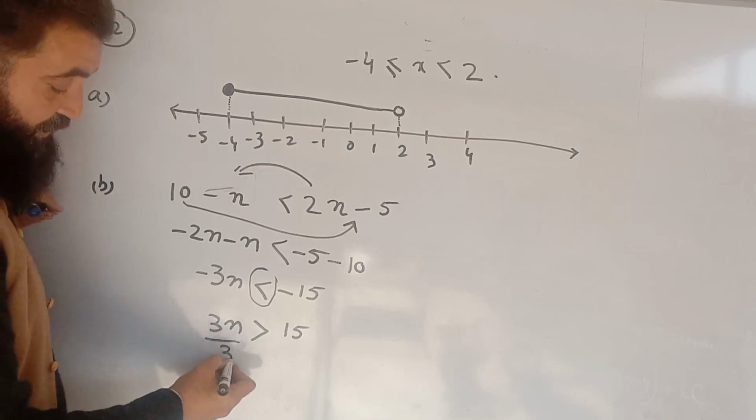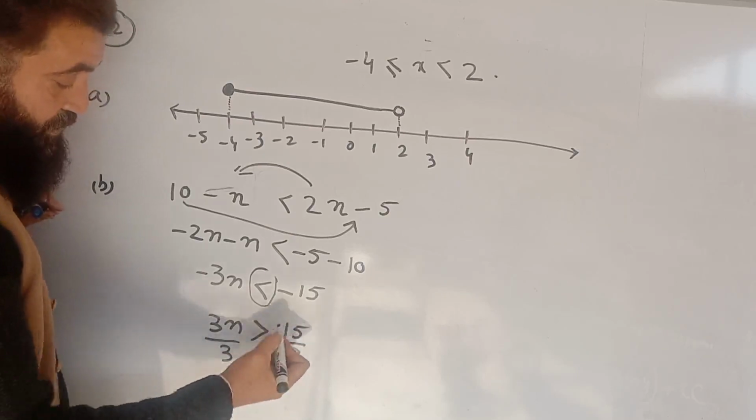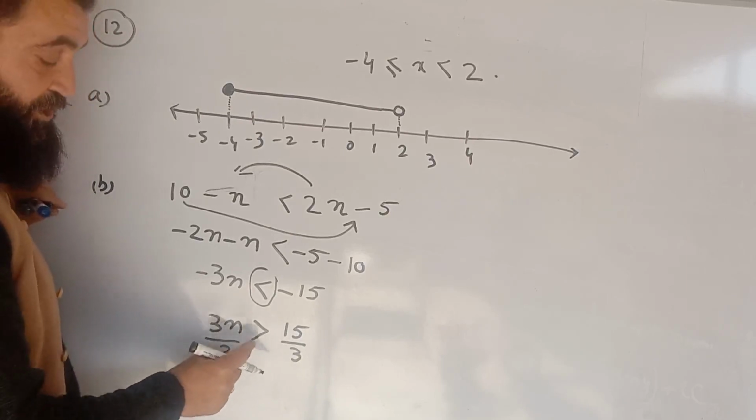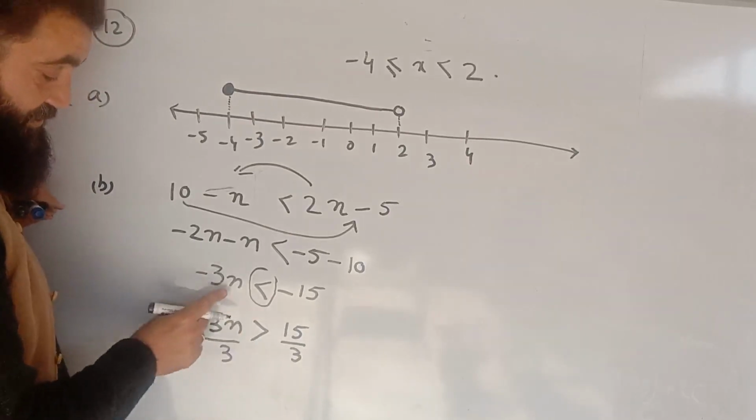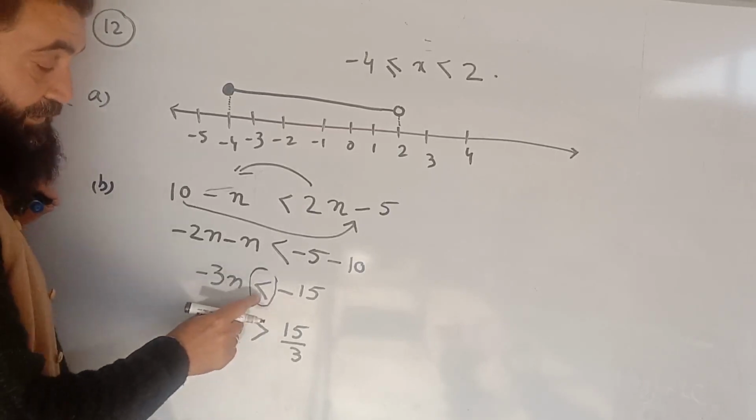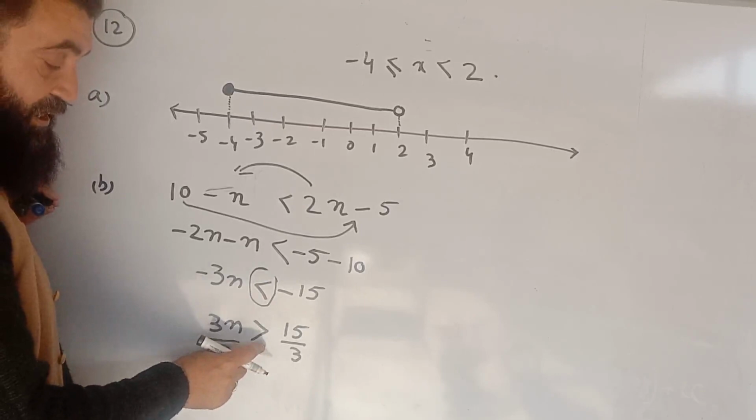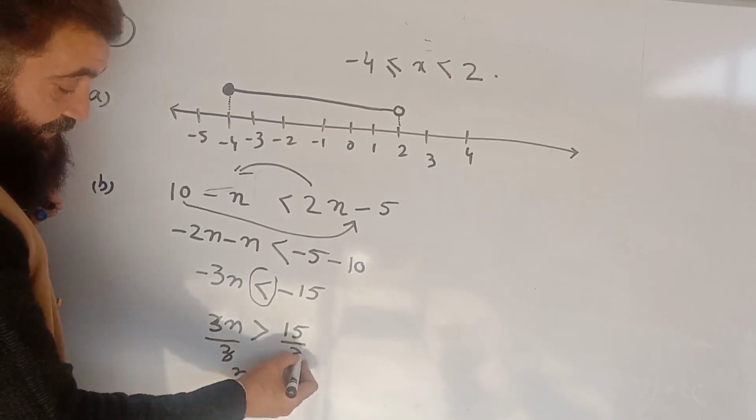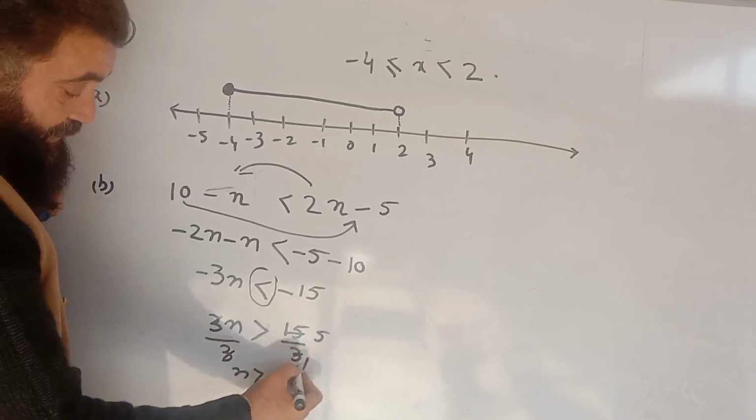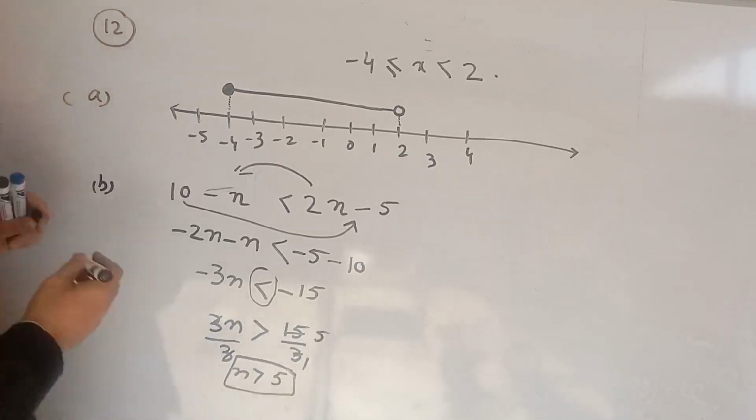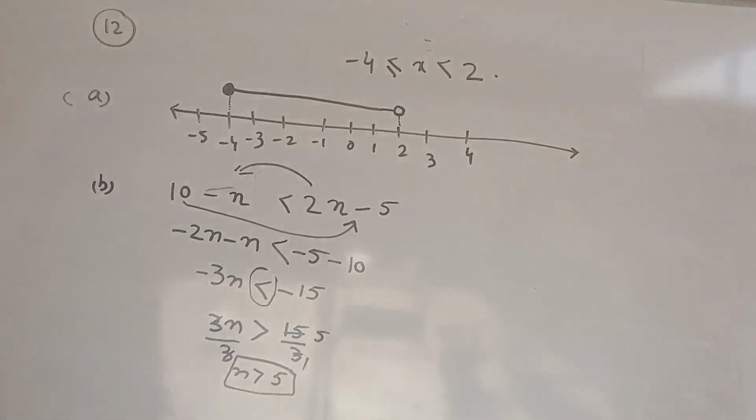We divide both sides by 3. Because it's a positive number, this sign will not change. If we divide by a negative number, this will change. As if we divide or multiply with minus 3, minus 1 on both sides, this less than sign becomes greater than. 3 is cancelled here. So n is greater than, 3 ones are 3, 3 fives are 15. n is greater than 5 is the answer, our solution of this inequality.